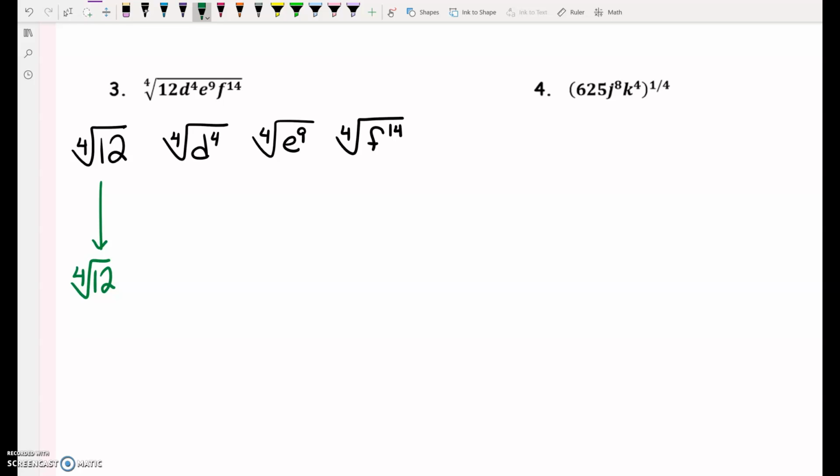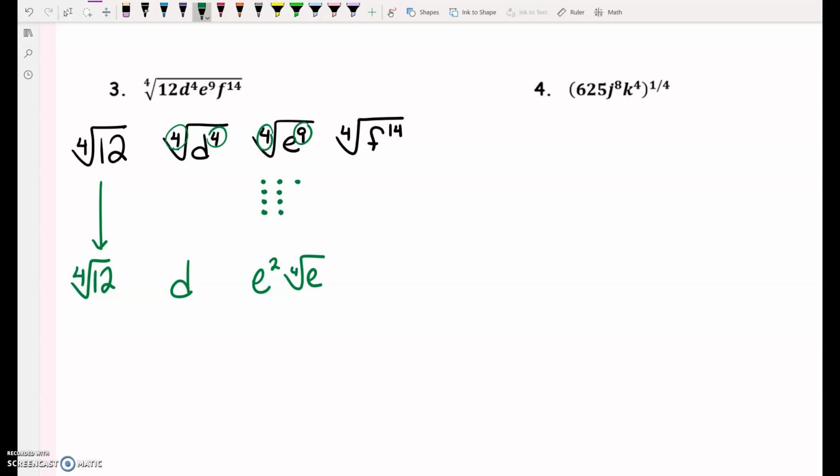4th root of d to the 4th. This time we're looking for groups of 4. How many groups of 4 are there in 4? 1, so that's a plain d. How many groups of 4 are there in 9? There are 2, oops, I'm doing E, not D. There are 2 full groups of 4, and then there's 1 left over. That 1 left over is still stuck under the 4th root.